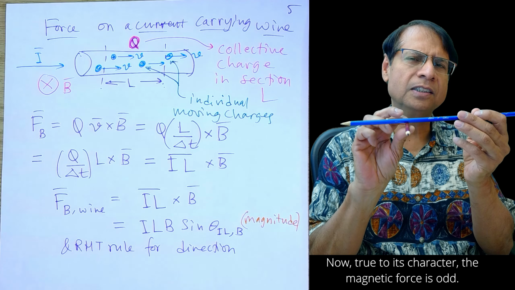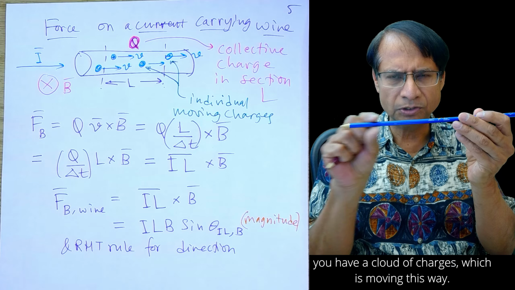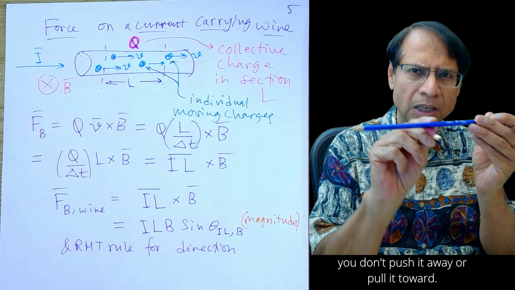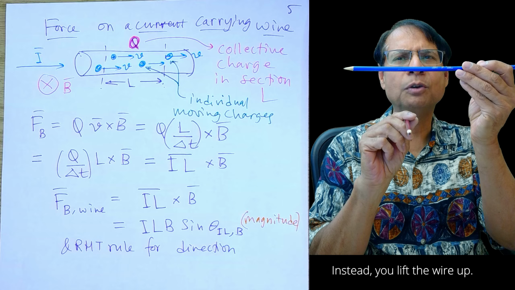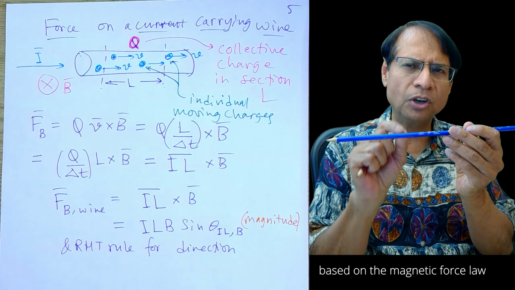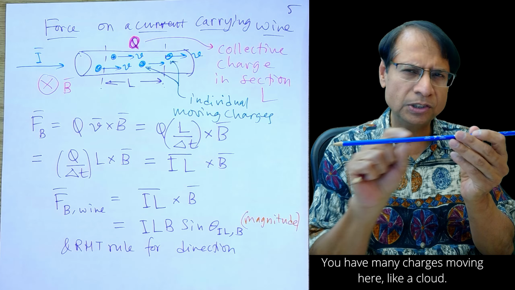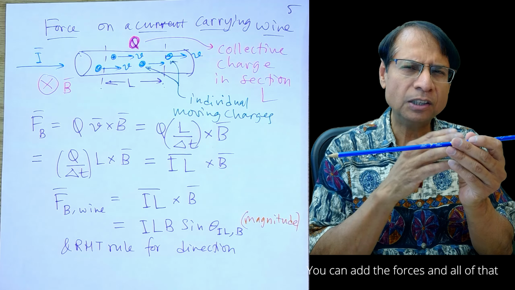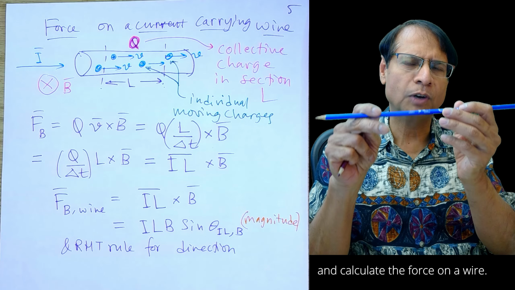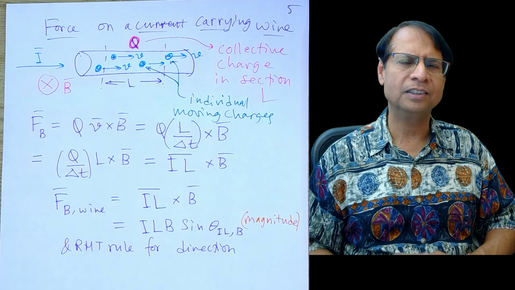Now, true to its character, the magnetic force is odd. In the case of a wire carrying a current, you have a cloud of charges which is moving this way. If you apply a magnetic field in this direction, you don't push it away or pull it toward. Instead, you lift the wire up. So we can calculate the force on a wire carrying a current based on the magnetic force law that we already have for a single charge. You have many charges moving here like a cloud. You can add the forces on all of that, on the total charge that's moving, and calculate the force on a wire. So let's now look at that derivation for the force on a wire carrying a current.